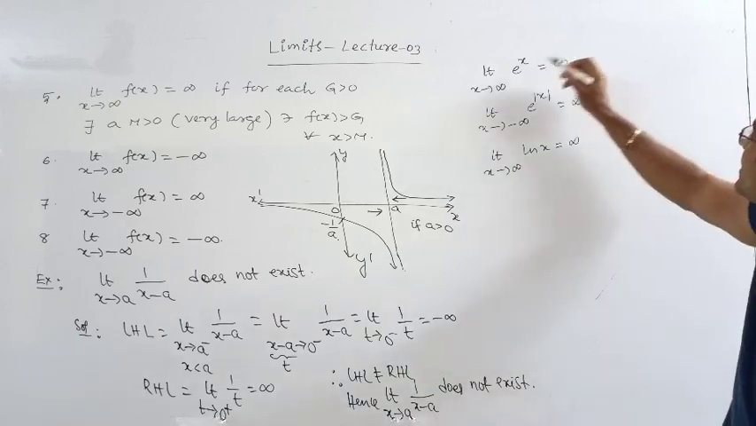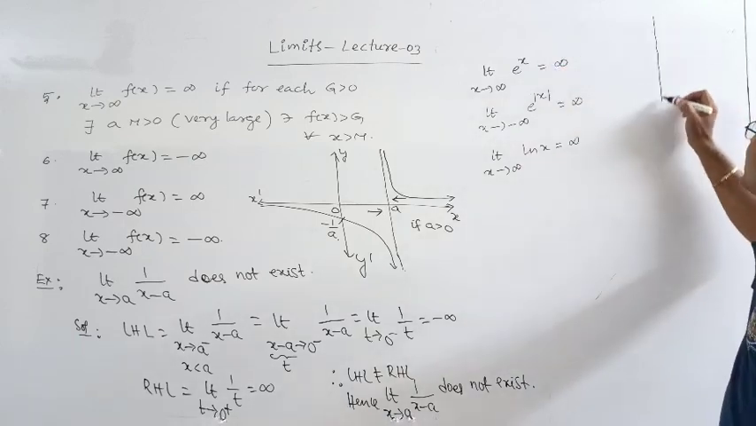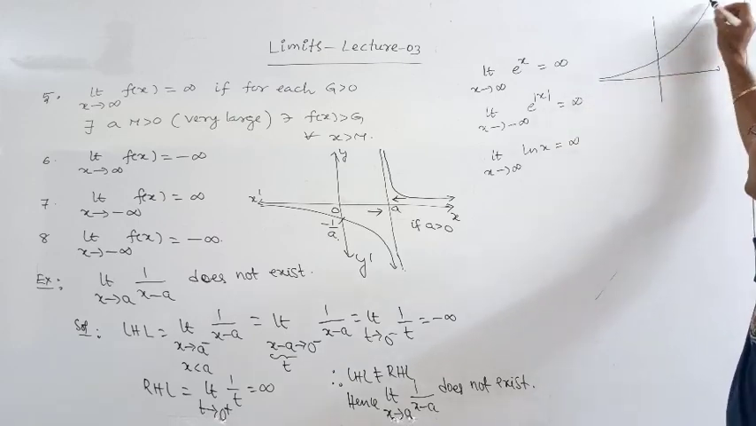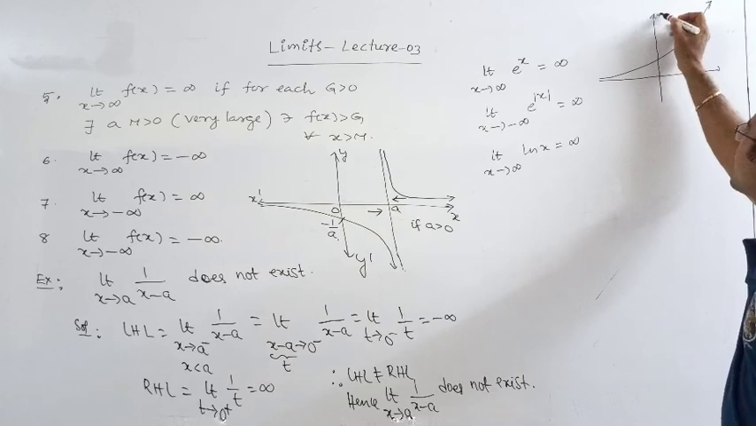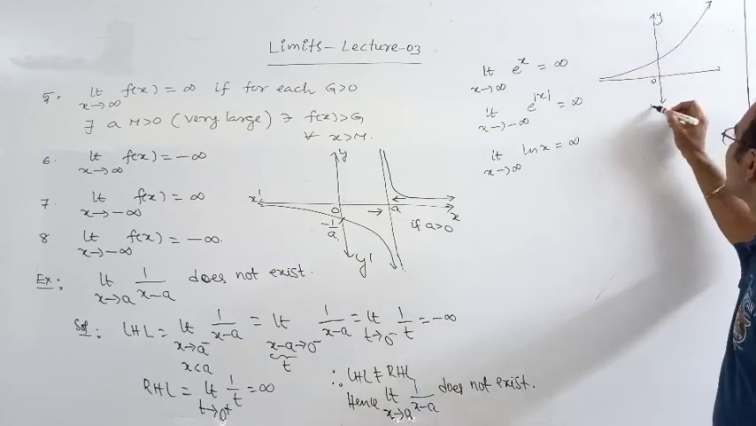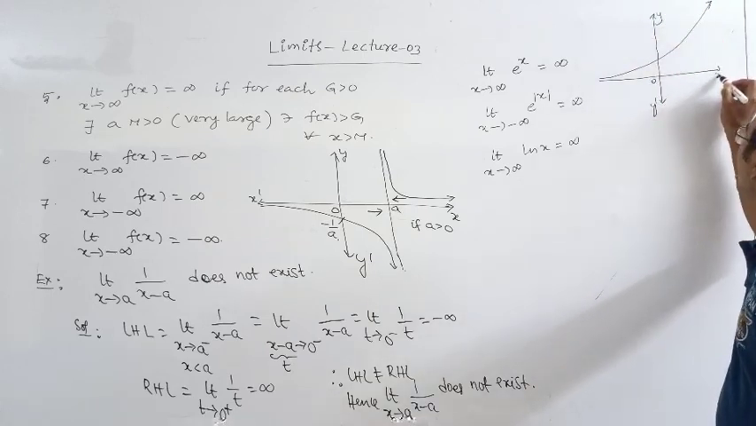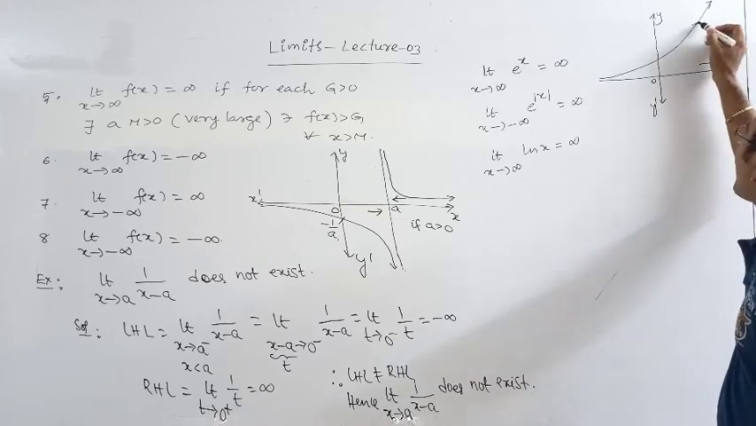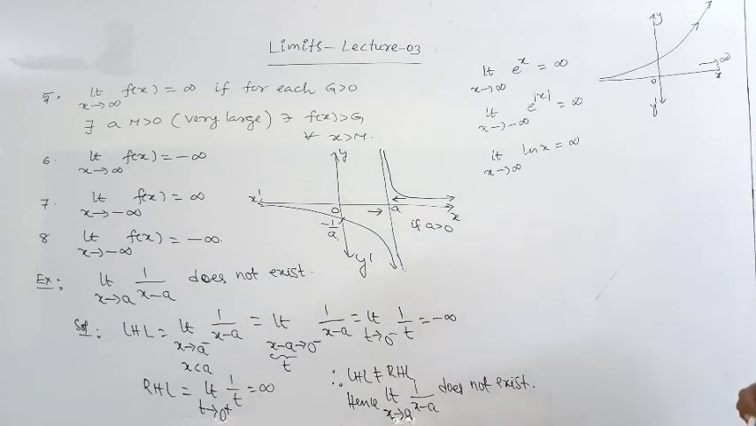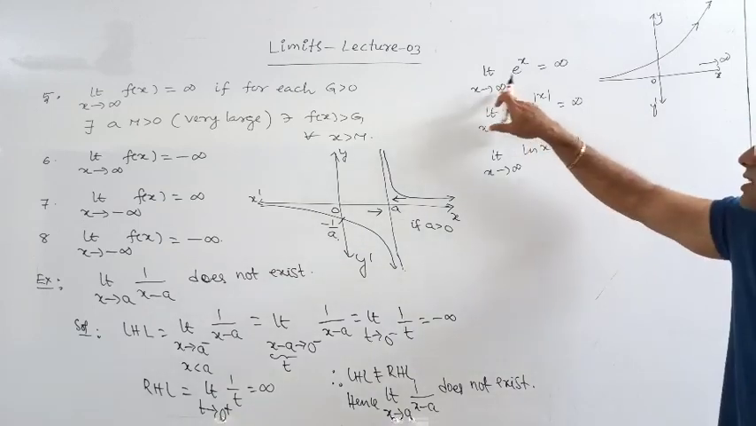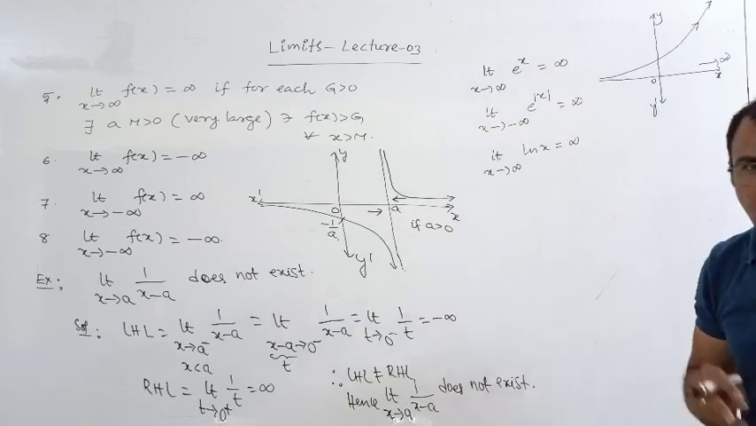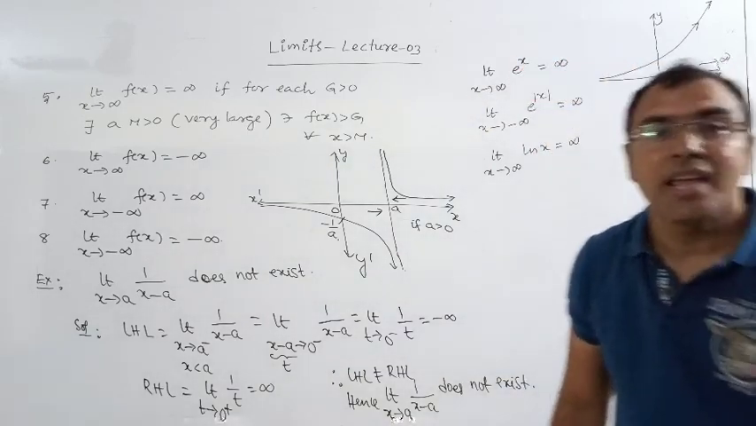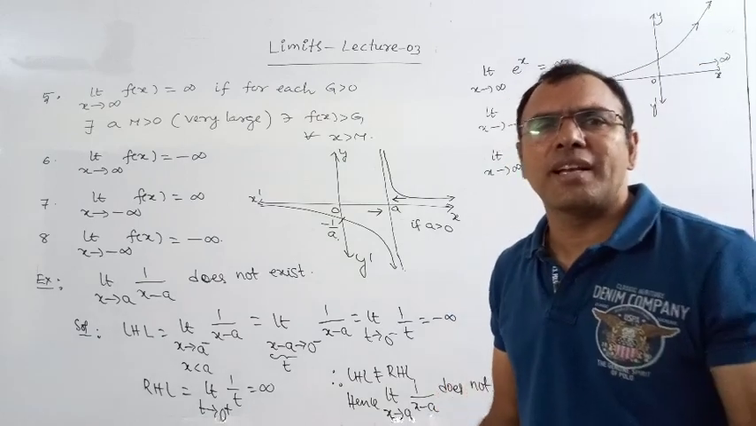You can see the e power x graph. Here I am drawing the e power x graph. Here you see, this is the e power x graph. Right? When x approaches infinity, this value is drastically increasing. Means x tends to infinity, e power x tends to infinity. Why? Because you are multiplying e, that is 2.718, an infinite number of times. So you will get infinity.